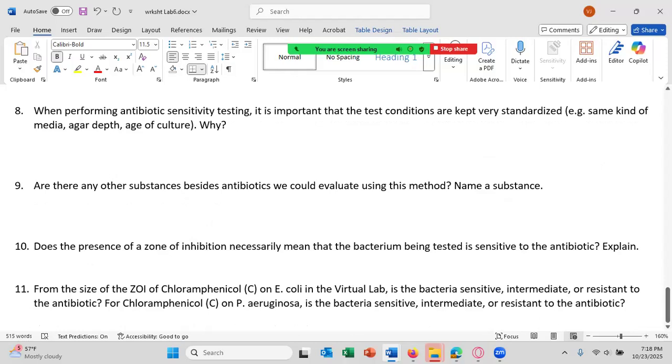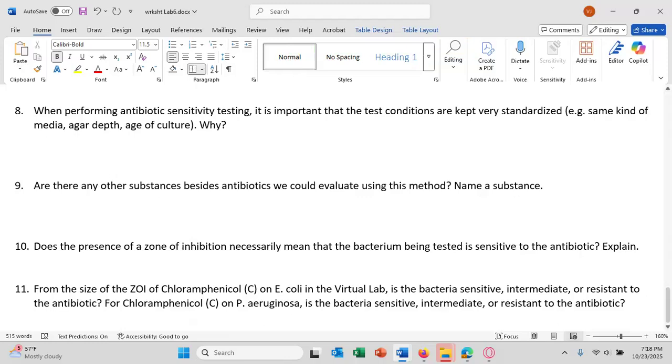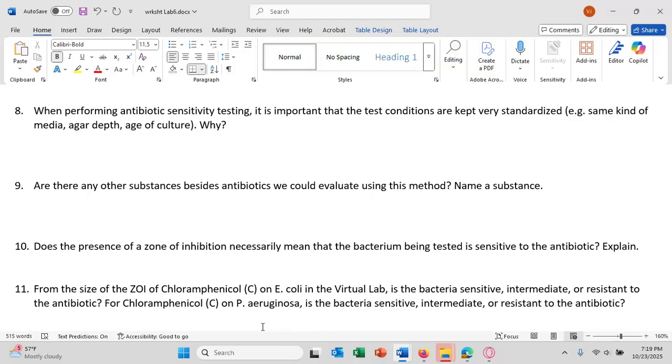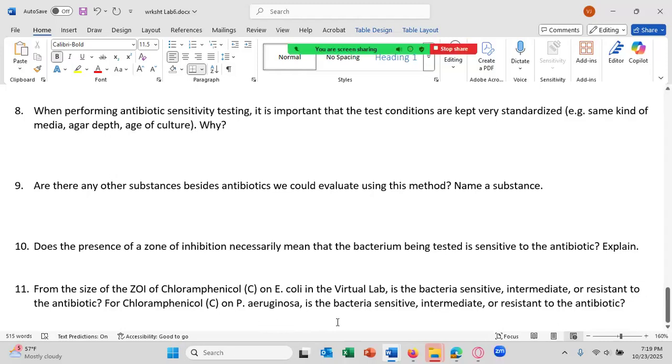10. Does the presence of a zone of inhibition necessarily mean that the bacteria being tested is sensitive to that antibiotic? Explain your answer. 11. From the size of the zone of inhibition of chloramphenicol on E. coli in the virtual lab, is the bacteria sensitive, intermediate, or resistant to the antibiotic? For chloramphenicol on Pseudomonas aeruginosa, is the bacteria sensitive, intermediate, or resistant to that antibiotic?